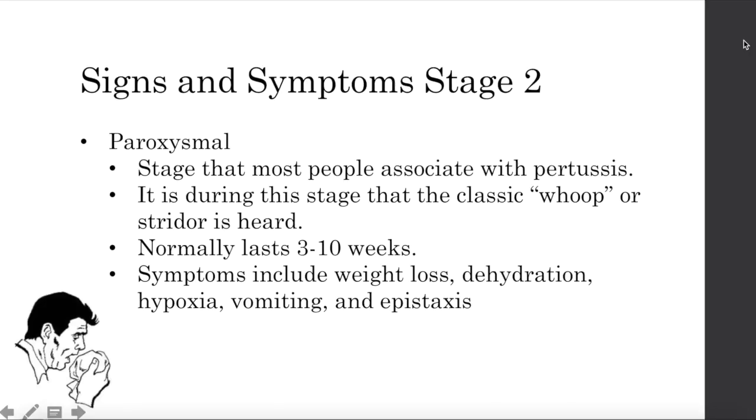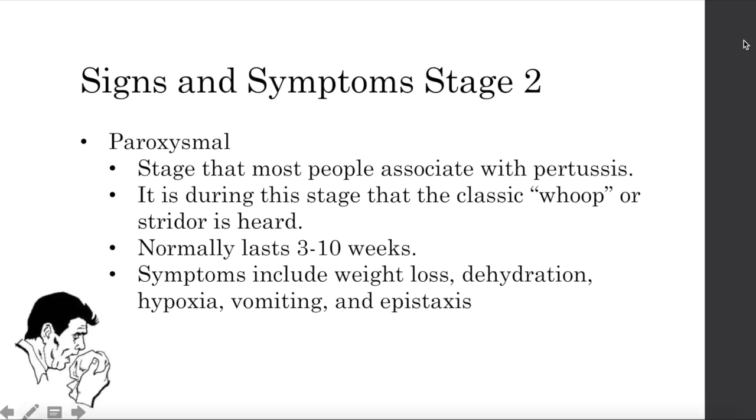While most patients will have the telltale stridor, not all people will have it, especially infants who may not cough at all. You may see them struggling to breathe or even stop breathing. They also will gag. Some of the other common symptoms may be weight loss, dehydration, hypoxia, vomiting from coughing so hard, and epistaxis, which are nosebleeds.